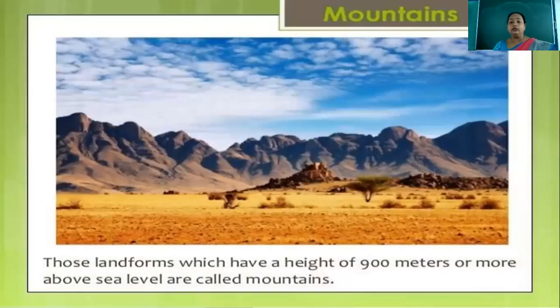Now, what is a mountain? The landforms which have a height of around 900 meters or more above sea level are called mountains. You might have studied this in geography. These are landforms present at a greater height, and only these are called mountains. Their height is measured from sea level. Sea level se wo jitna upar hota hai, that is the height of the mountain.